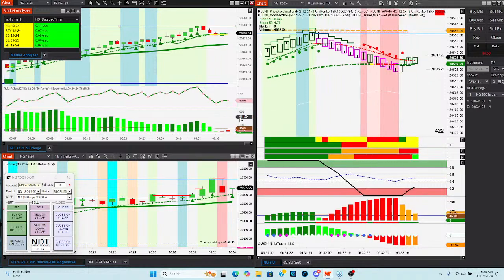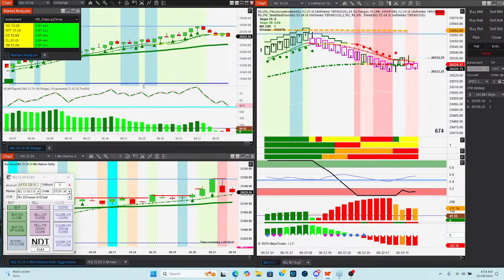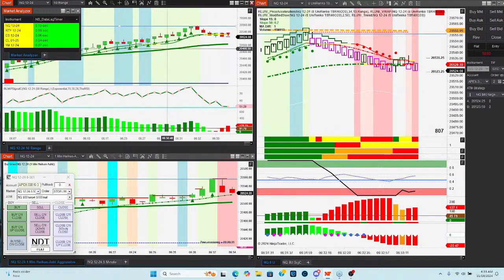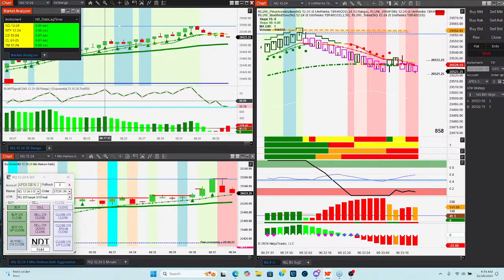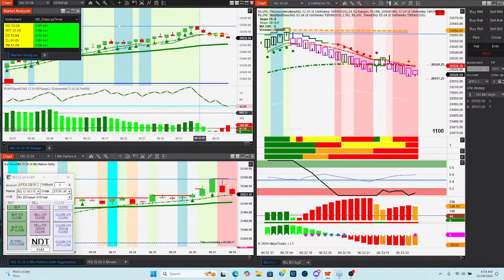Now, this is what I like to see. I use my 50 range chart kind of as the, I guess, the macro look at this. I want to see bias. I want to see if my signal C is above or below the 50 line. And then I use these brushes.